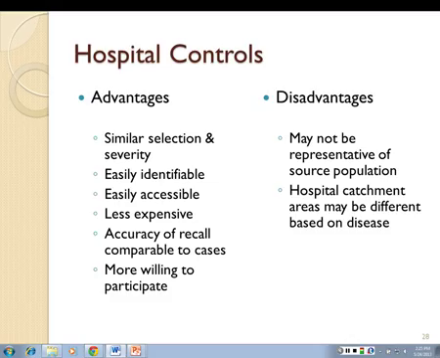So some of the advantages of hospital controls include the same selection factors that led cases to the hospital, led controls to the hospital. The hospital controls are easily identifiable and accessible, and so are less expensive than population-based controls. The accuracy of exposure recall may be comparable to that of cases, since the controls are also sick. And they may be more willing to participate than population-based controls.